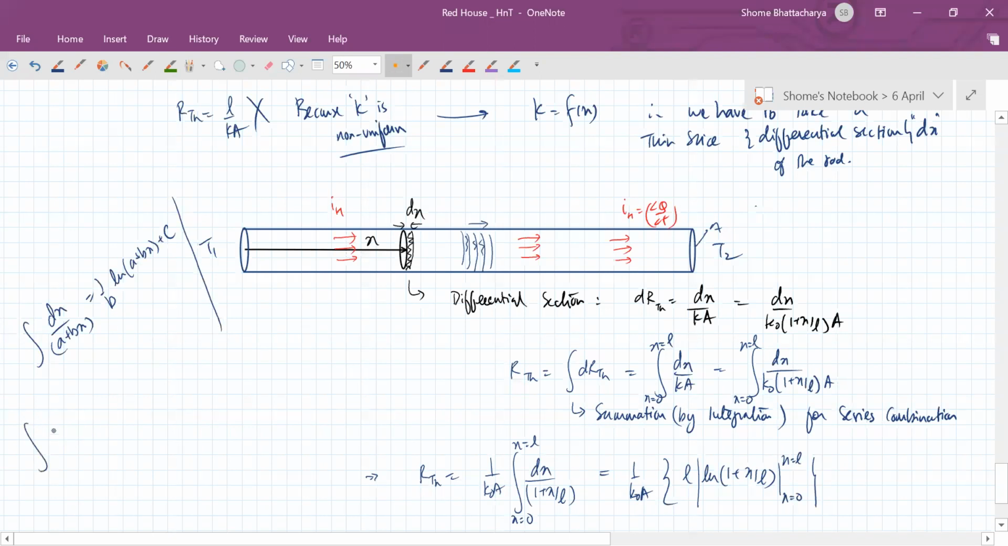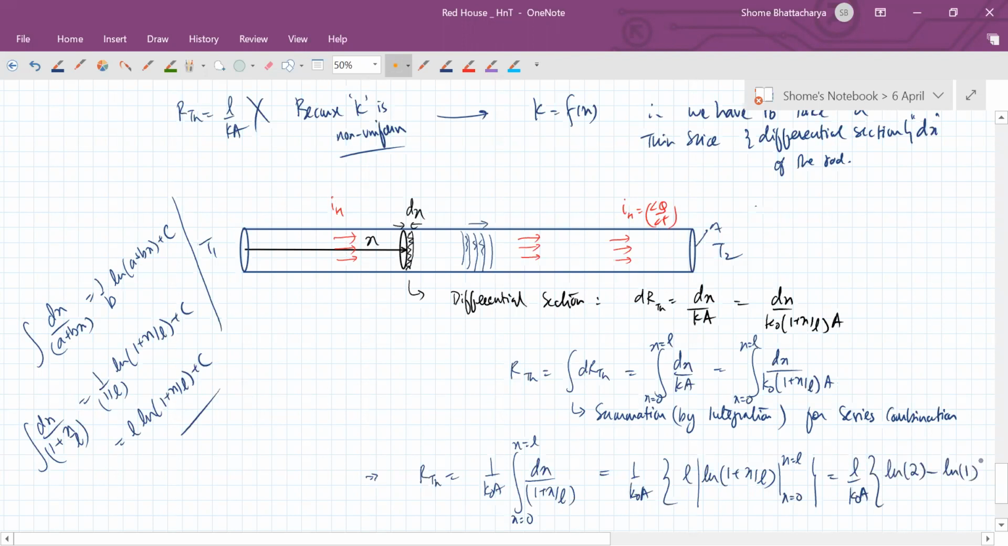So this is 1 upon 1 by L ln 1 plus x by L plus c. So that's how this becomes. So this is the indefinite integration. So now we substitute for the limits. So it is L upon k naught a. You can take this L outside into upper limit, that is ln 2 minus lower limit, which is ln 1, which is 0.